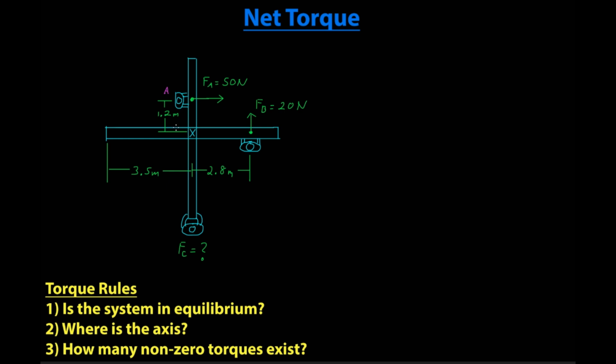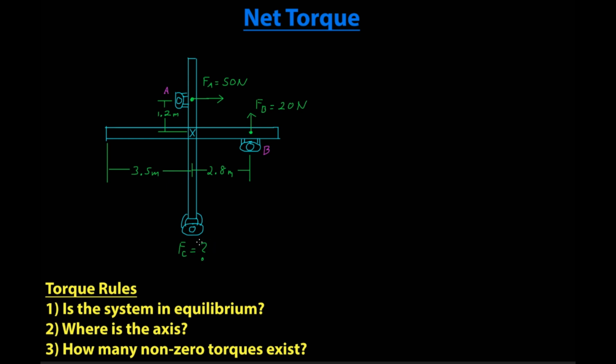I have kid A here. He is pushing with a force of 50 newtons to the right on this door. It is perpendicular to the door he is pushing, and he is 1.2 meters from the axis of rotation. Kid B is pushing with a force of 20 newtons upward, and he is 2.8 meters from the axis of rotation.